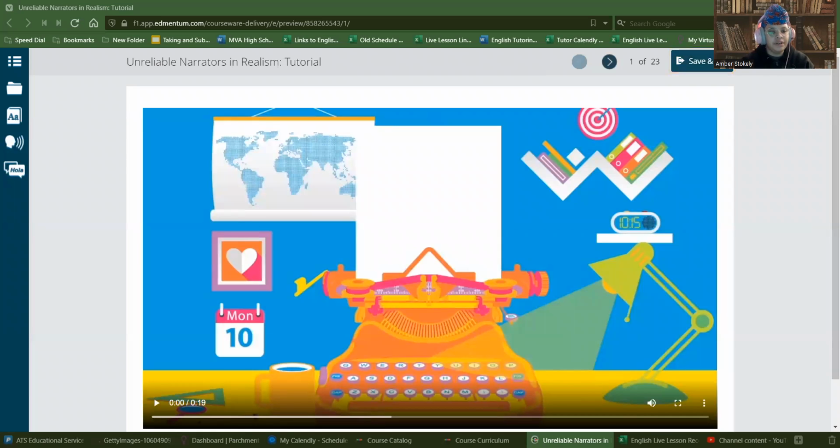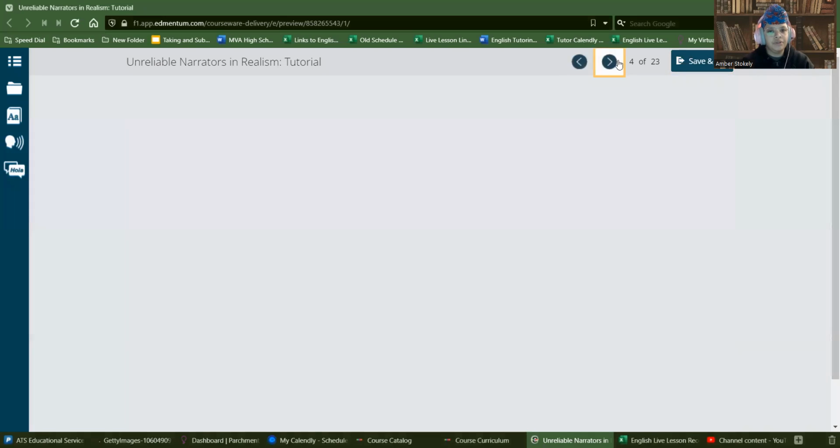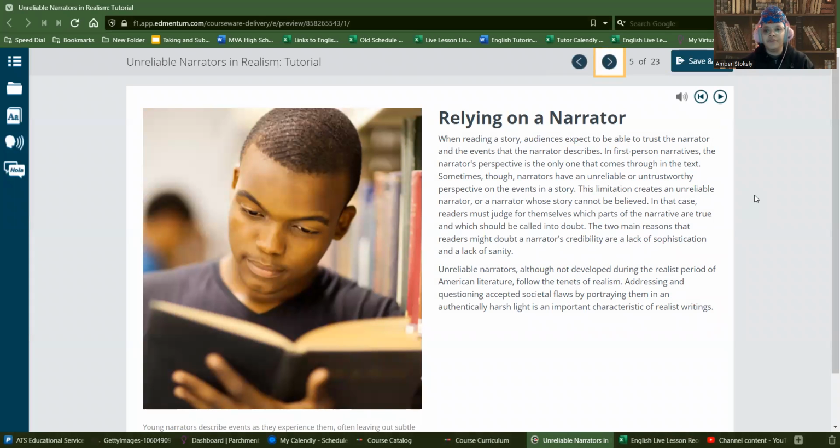Alrighty, so we're going to start this off on slide number 5, like usual. Slide number 5 basically talks about relying on a narrator, and goes into what that is and why we do it. So pretty much when you're reading a story, you expect the story to be telling you the truth about what's happening. You're reading, you're seeing what's happening, the narrator in the story is describing what is happening, what the characters are thinking, the decisions that are being made. Especially in first person point of view.